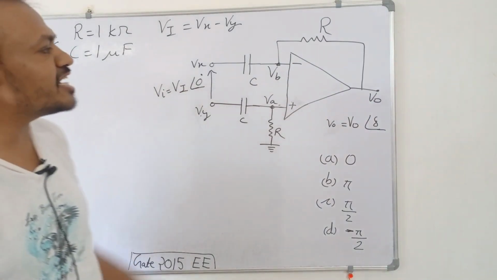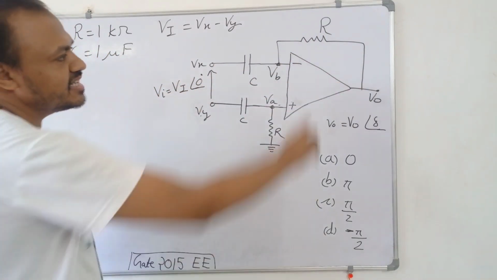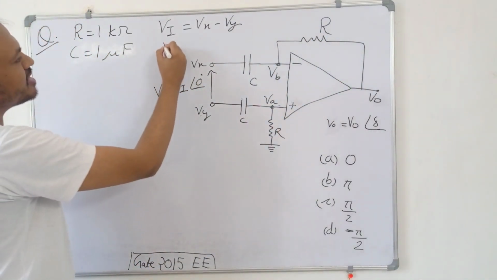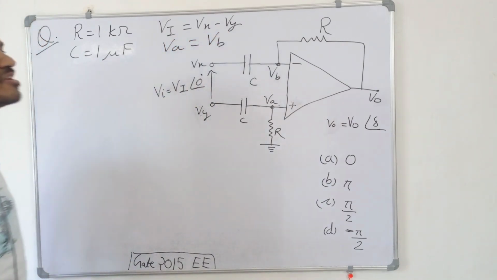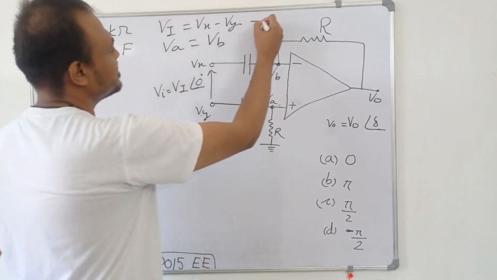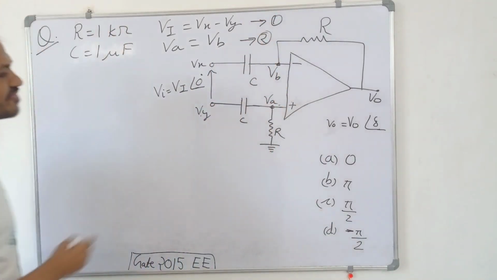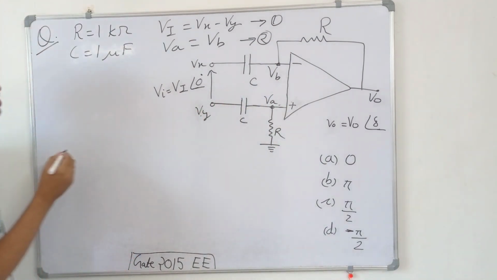So obviously the virtual ground concept is applicable here because it is a negative feedback. This resistance is giving you negative feedback, so Va has to be equal to Vb. By virtual ground concept, Va has to be equal to Vb. So this is equation first and this is equation second. So first let us find out the voltage Va.